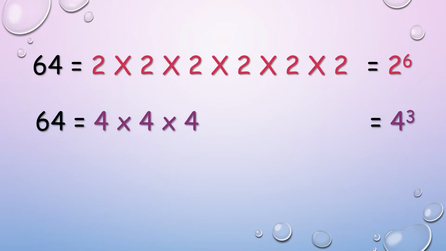And again, divide 64 by 4. 4 times 4 times 4. Then the answer is 4 to the power 3.